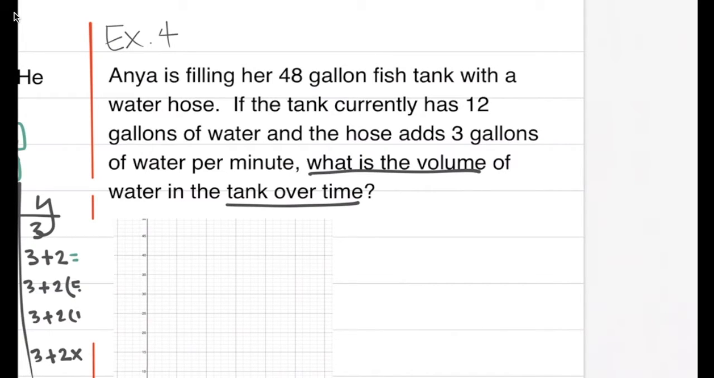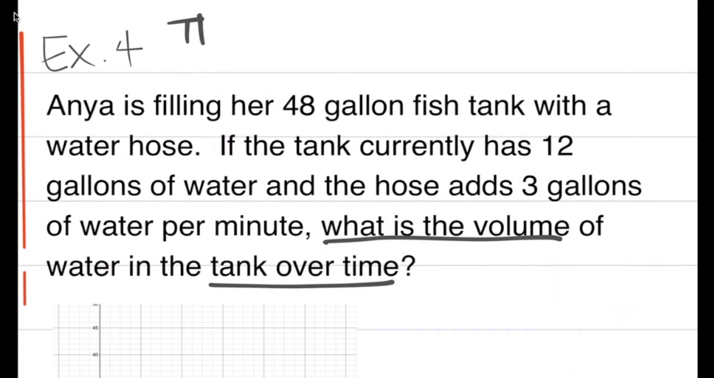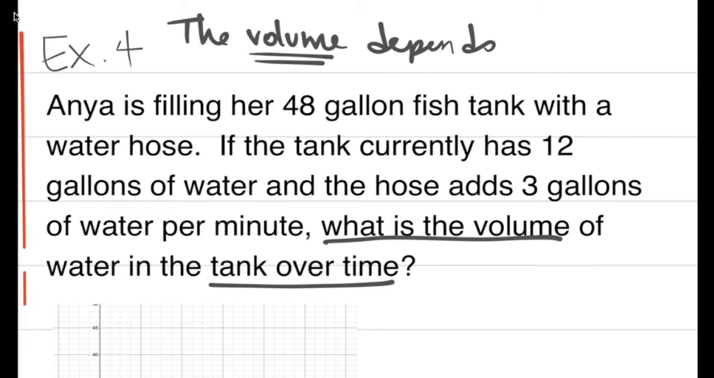So then think about what happens first, or maybe what causes something else to happen. And hopefully what you'll think is, well, as time changes, the volume changes. Or you could say it like this: the volume of water in the tank depends on how long it's been running. Listen to that statement. The volume depends. That tells us that the volume is our dependent variable, so that's our y value. So volume is y, and therefore the time is going to be x.